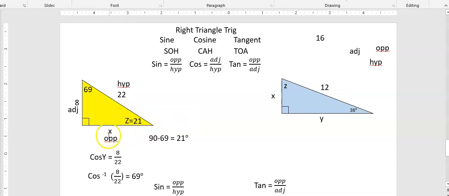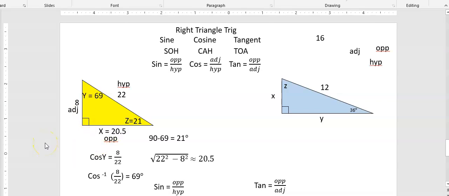All right, so I'm still needing to find X. I could actually do Pythagorean theorem at this point. The great thing about Pythagorean theorem is I'm not using these degrees that I have rounded in my problem. So I would now type this into Pythagorean theorem. So stop the video and use the 22 and the 8 in Pythagorean theorem to find X.